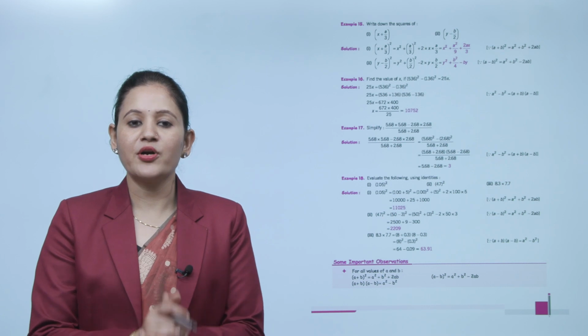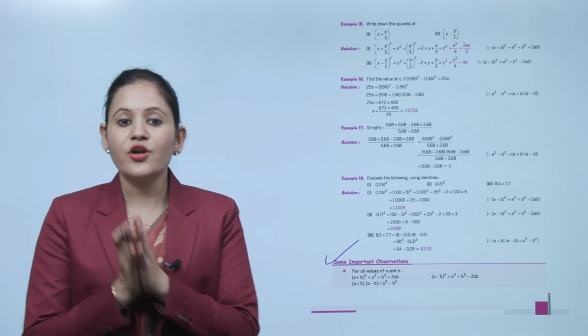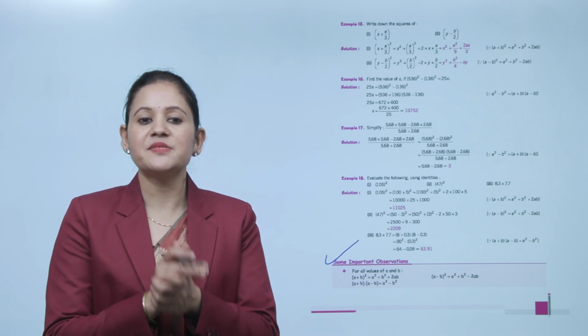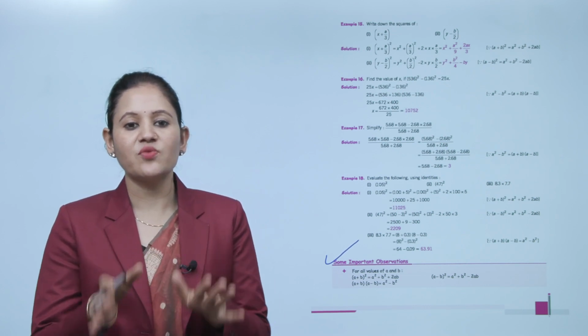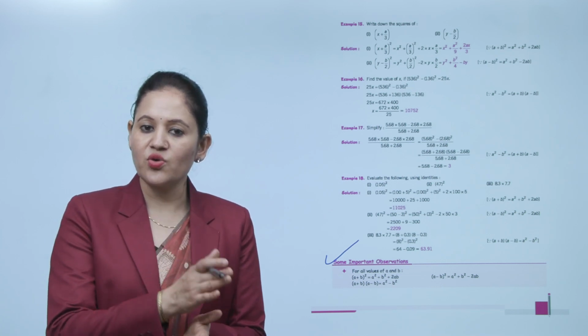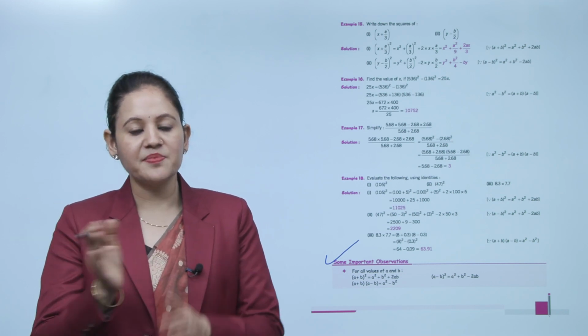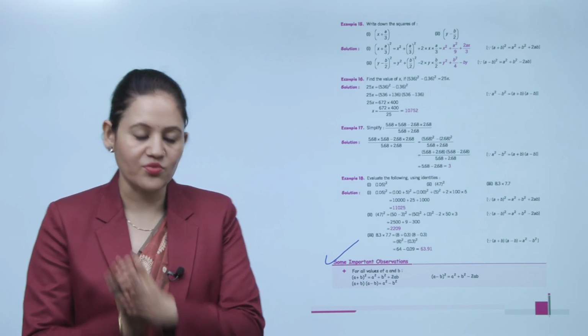Next is some important observations. For all the values of a and b, a plus b whole square that is equals to a square plus b square plus 2ab. A minus b whole square that is equals to a square plus b square minus 2ab. A plus b multiplied by a minus b that is equals to a square minus b square.